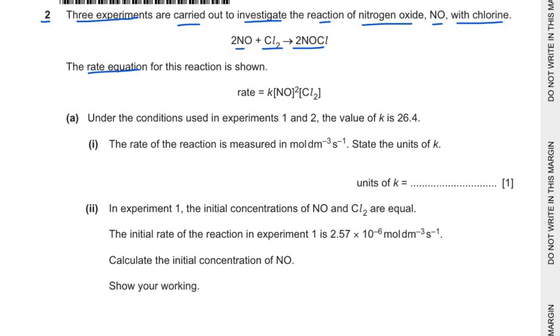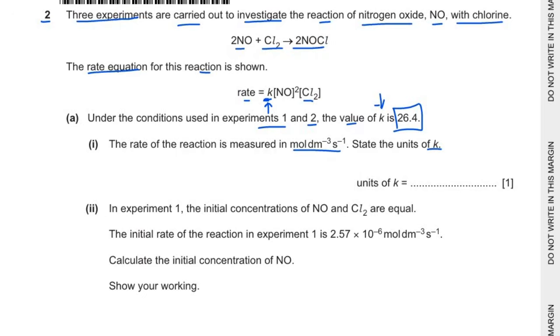The rate equation for this reaction is shown here, where the rate is equal to the rate constant k multiplied by the concentration of NO to the power 2 and multiplied by the concentration of chlorine. Now under the conditions used in experiment 1 and 2, the value of k given is 26.4. Understand, this is the value of k given here, that is 26.4. Now the rate of the reaction is measured in mole per dm cube per second. Now state the unit of k.